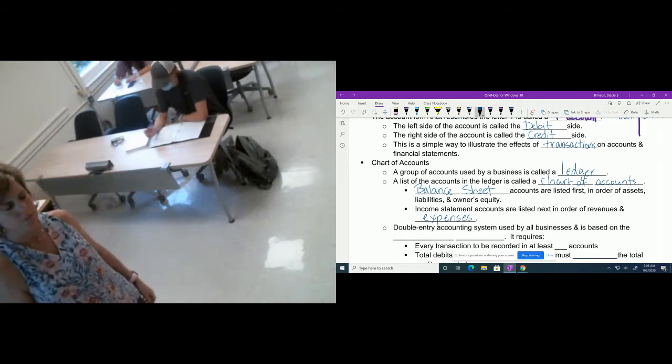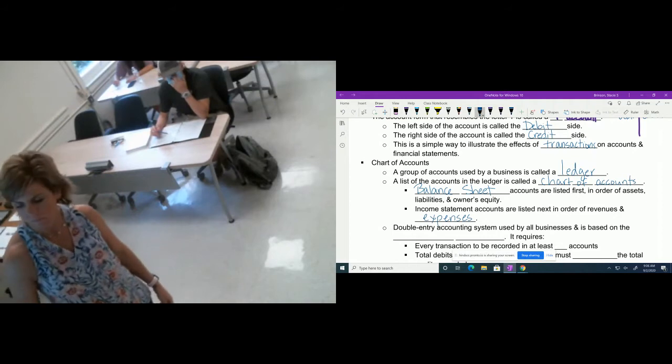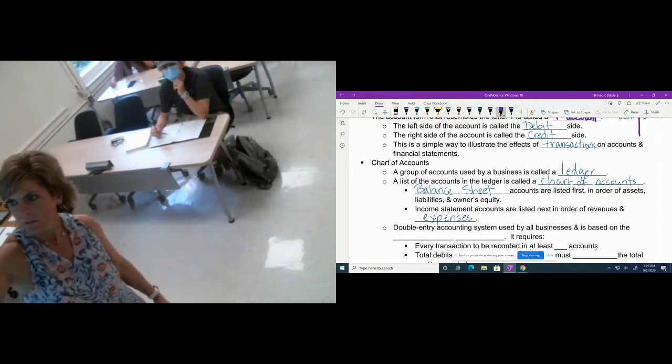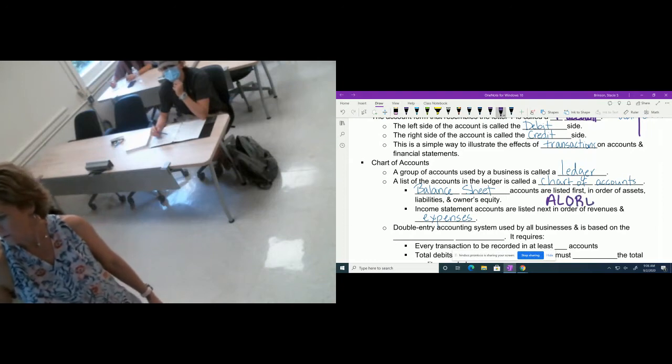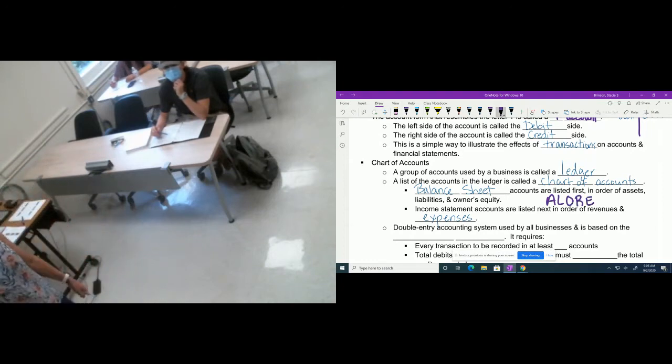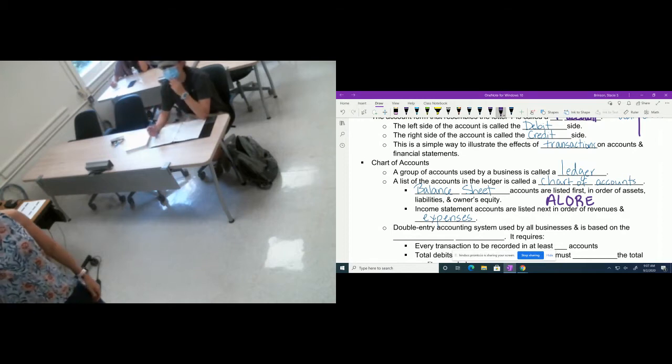Is that an acronym? Is that what you call that thing? ALORE. An acronym for you to remember: assets, liabilities, owner's equity, revenue, expenses. That's the order for the accounts list, if that helps you to remember funky words. If you know the acronyms help you remember.